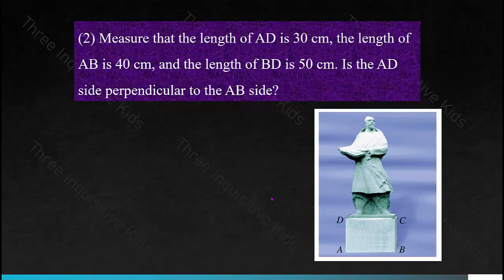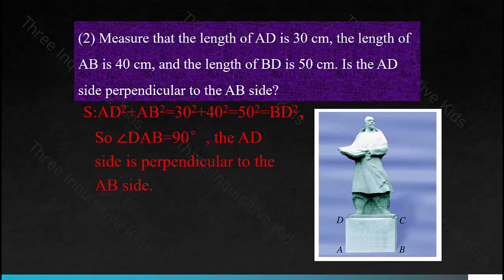Example 2. Measure that the length of AD is 30 centimeters, the length of AB is 40 centimeters, and the length of BD is 50 centimeters. Is the AD side perpendicular to the AB side? I want you to try to solve this. Alright, so here's the method. AD squared plus AB squared equals 30 squared plus 40 squared, which is equal to 50 squared, which is equal to BD squared. So angle DAB equals 90 degrees, and the AD side is perpendicular.